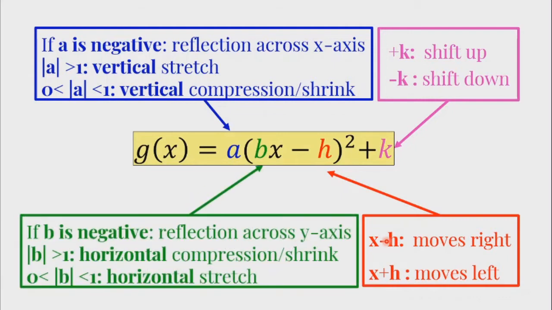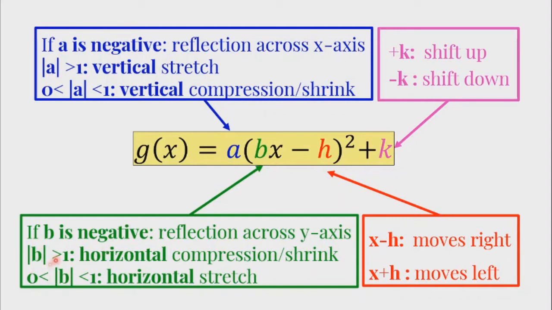So now to the b. What you also need to remember is that this b is inside the parenthesis. When b is negative, it is going to be a reflection across the y-axis. Look at yourself, like if you are taking a selfie and you are looking at your reflection in the mirror. So that's a reflection across the y-axis.